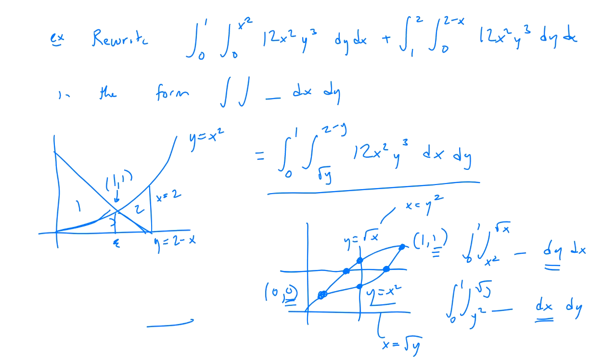So it's always that the inside is from the smaller function to the larger function, and the outer limit is for what values of the variable that is true. It's just that smaller and larger mean different things depending on whether you're in dx dy or dy dx.